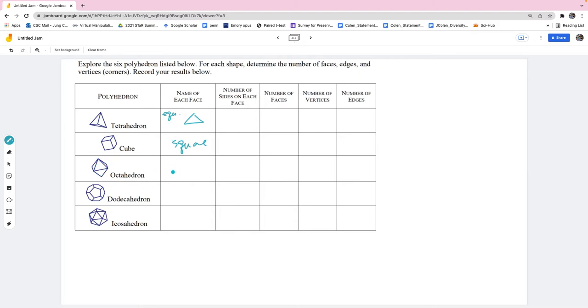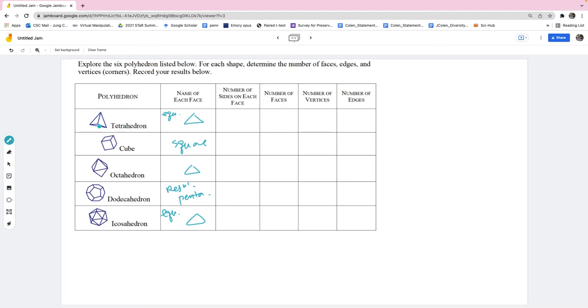It's also an equilateral triangle. And this one, it's a pentagon, especially a regular pentagon. Regular pentagon. Pentagon. And it's also an equilateral triangle. Equilateral. Okay. Number of sides of each face.